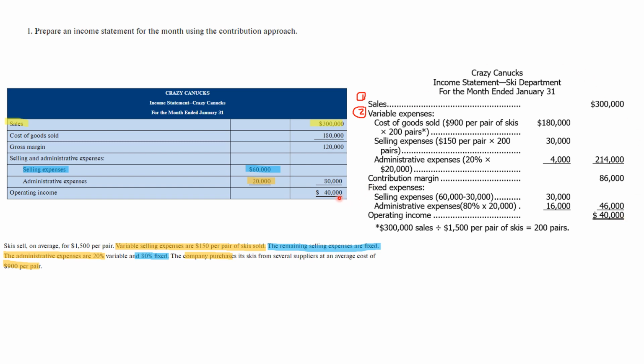So you can see that operating income is exactly the same. It's the same $40,000. Our expenses in total are the same. We've just broken them out differently for the contribution format style.